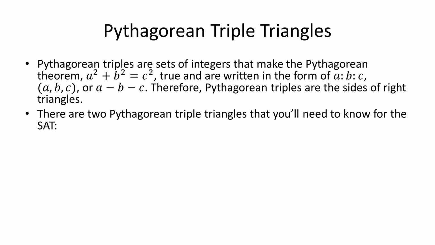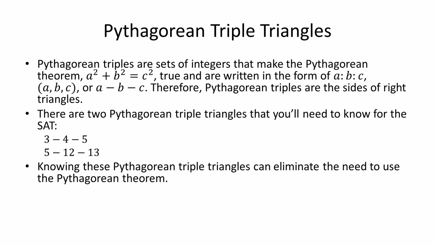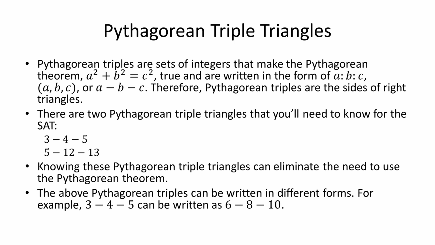There are two Pythagorean triple triangles that you need to know for the SAT. The first one is the 3, 4, 5 Pythagorean triple triangle, and the second one is the 5, 12, 13 Pythagorean triple triangle. Knowing these can eliminate the need to use the Pythagorean theorem. In addition, the above Pythagorean triples can be written in different forms. For example, 3, 4, 5 can be written as 6, 8, 10. Each number was just multiplied by 2.